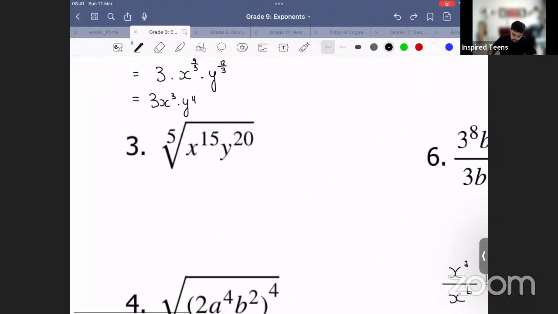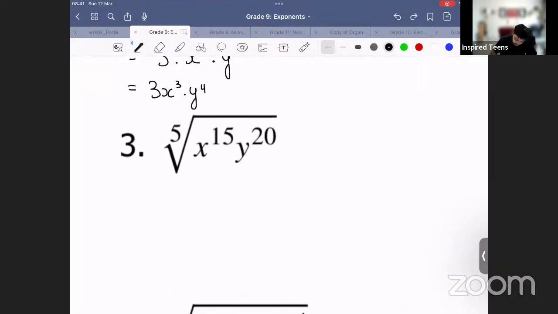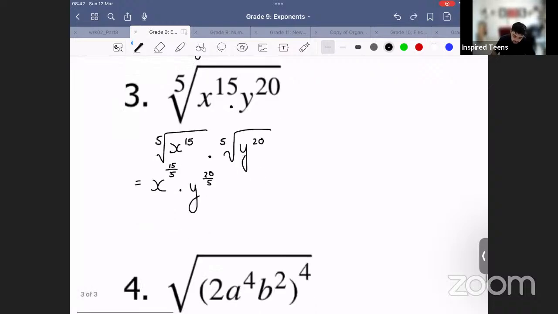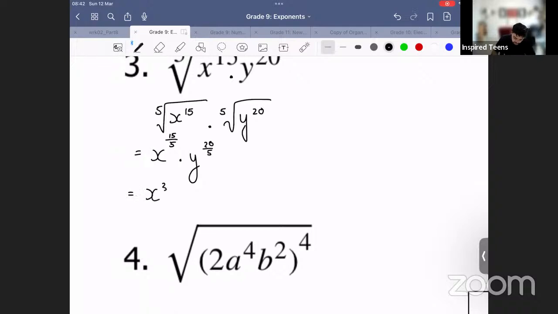Okay, I just want to quickly do this one as well. So here I can separate it. It's x to the 15 times y to the 20. This can become the 5th root of x^15 times the 5th root of y^20. Then I can simplify it by changing it to an exponent, getting rid of the root and creating the fraction, x^(15/5) times y^(20/5). Please remember, number inside becomes numerator, number outside becomes denominator. This is x cubed times x to the 4. No, y to the 4.